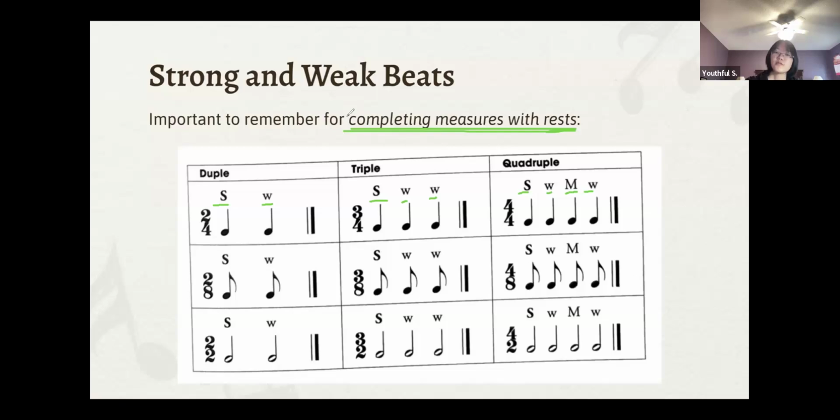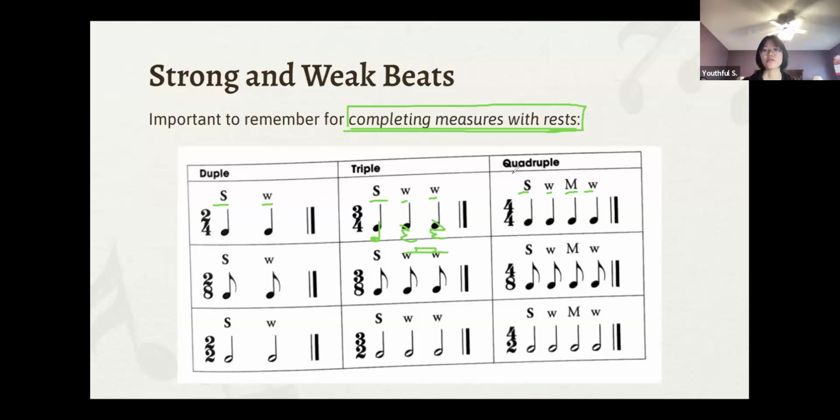So if you were to complete measures with rests, then you want to remember that about weak beats when you're writing rests. So for example, if I wanted to write rests for 3/4 time with a quarter note like that, I cannot combine 2 weak beats together. So I would have to draw 2 quarter rests. I can't draw 1 half rest. So that's important to note.